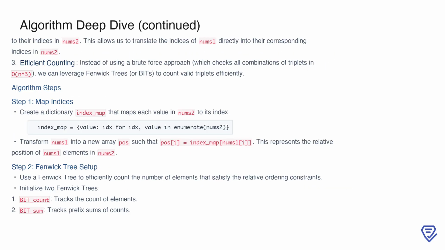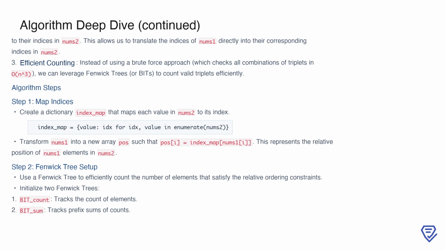To efficiently solve the problem, we create a mapping of values from nums2 to their respective indices. This mapping allows us to transform nums1 into a new array, pos, where each element represents the index of the corresponding value from nums1 as it appears in nums2. This transformation is crucial, as it reduces the problem to verifying index order within a single array. For example, if nums1[i] corresponds to nums2[j], then pos[i] will be j.